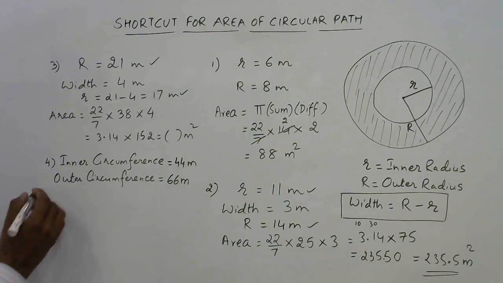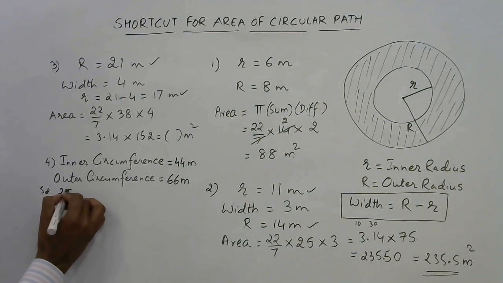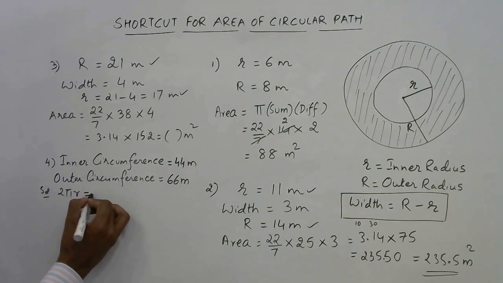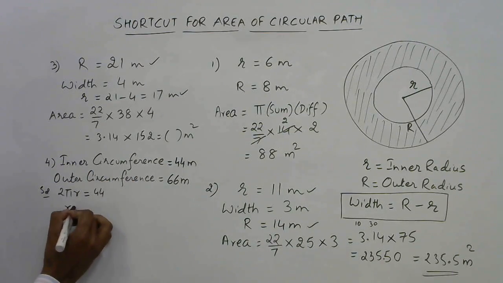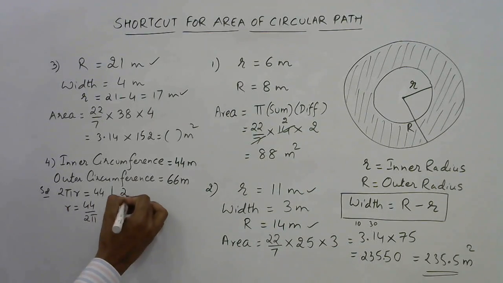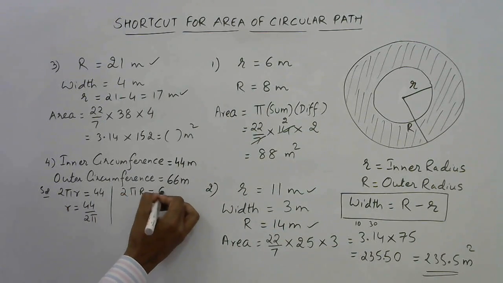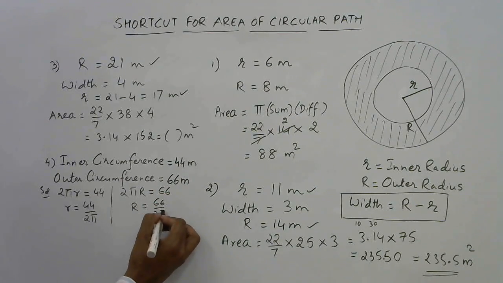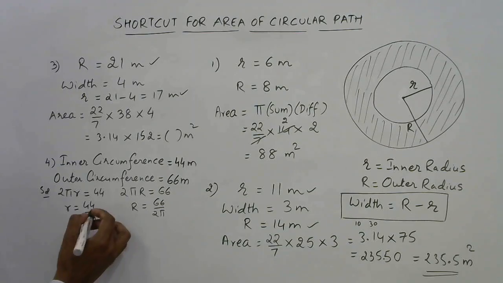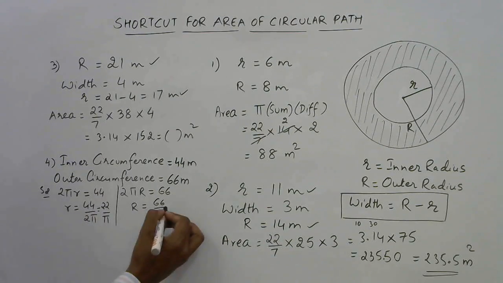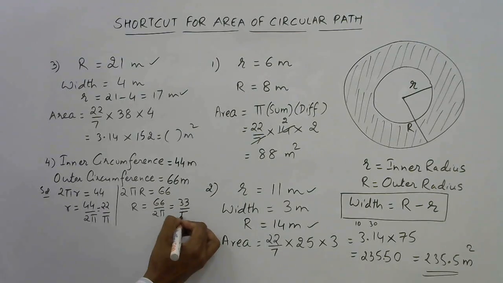Let's have the final question. In this case, 2 pi small r, the inner circumference, which involves the inner radius, is given as 44. So the value of small r comes out to be 44 upon 2 pi. And similarly, the outer circumference 2 pi capital R is given as 66. So capital R will be 66 upon 2 pi. You can reduce it further. You can cancel this 2. This is 22 upon pi, and this is 33 upon pi.